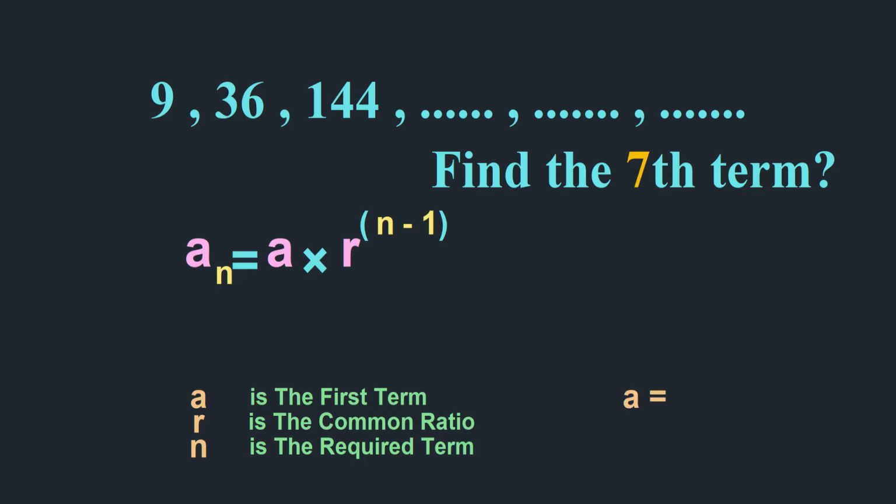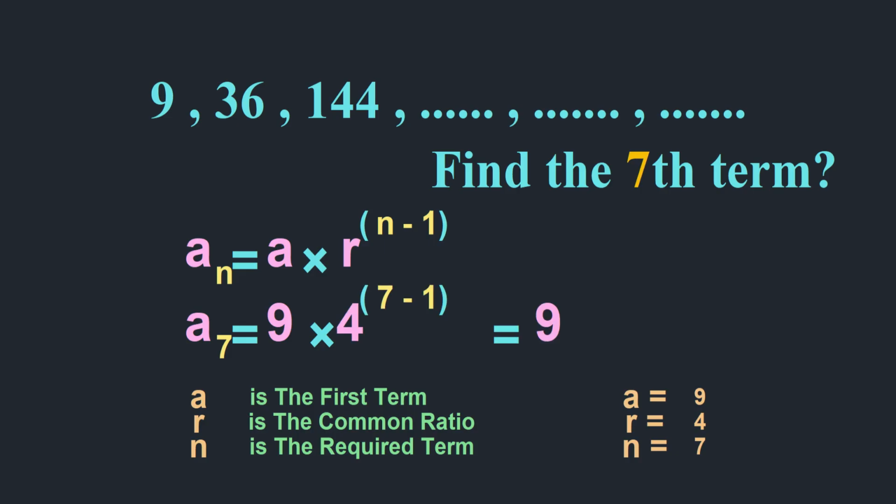In our problem, the first term a is equal to 9 and the common ratio r is equal to 4 and the required term n is equal to 7. Substituting a, r, and n into the equation, we find that a_7 equals 9 times 4 to the power 7 minus 1, which equals 9 times 4 to the power 6, which equals 36,864. And this is the solution by using the formula method.